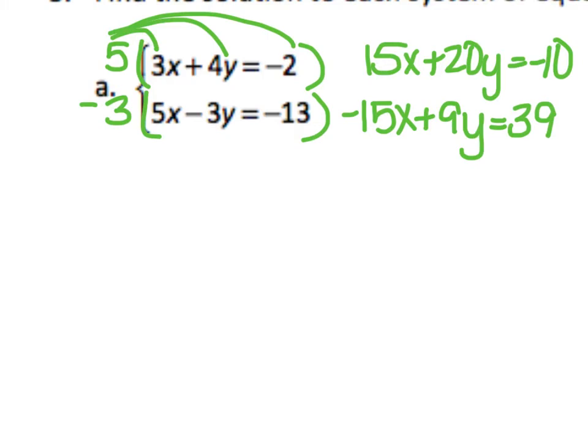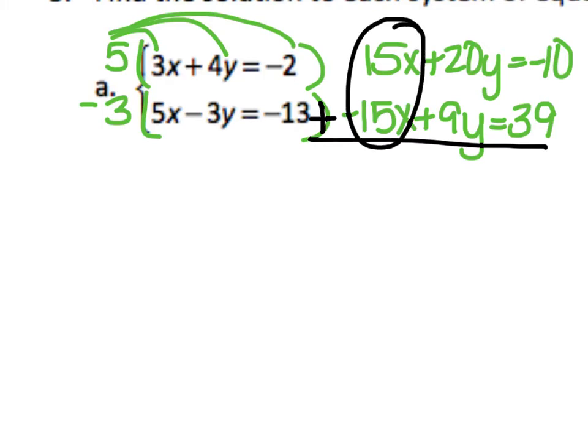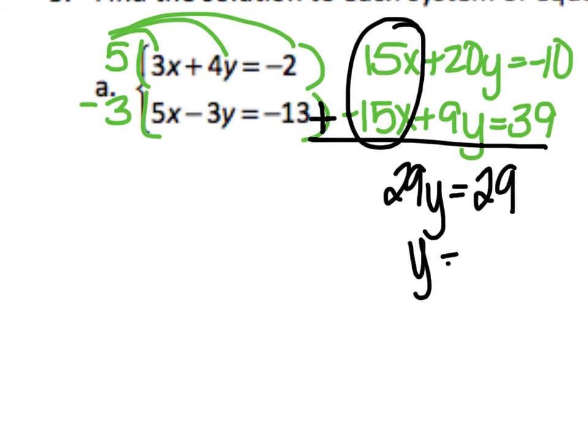So now you see if I add these two equations together, the 15x minus 15x is 0. And then I'll have 20y plus 9y is 29y. And negative 10 plus 39 is 29. So y is going to equal 1.